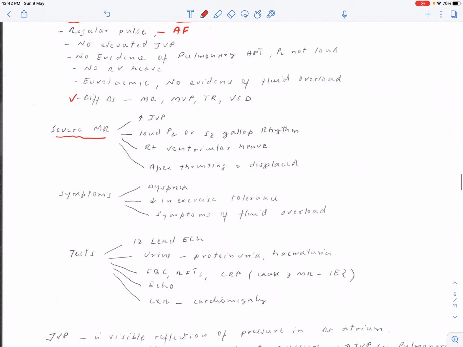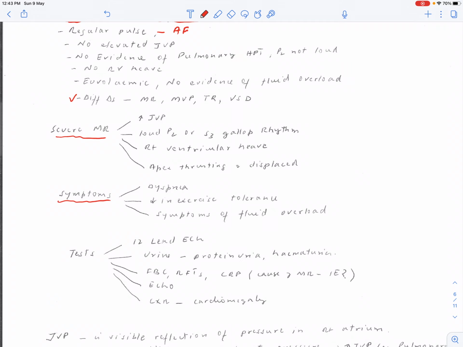What are the symptoms the patient can have with mitral regurgitation? The patient may have dyspnea, a decrease in exercise tolerance, and symptoms of fluid overload. They usually present with symptoms of cardiac failure like shortness of breath, peripheral edema, and so on.